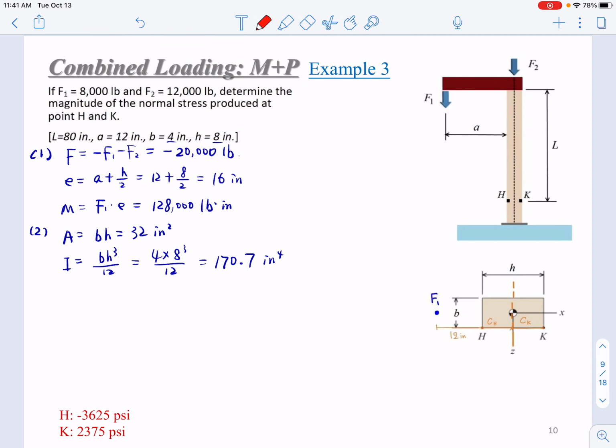Okay, again, this is perhaps a little bit confusing. I need to be clear why this is BH cube, not HB cube. Because the bending moment is added about this y-axis, not x-axis.